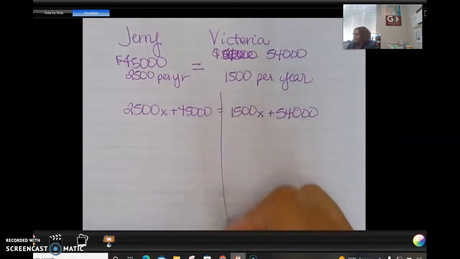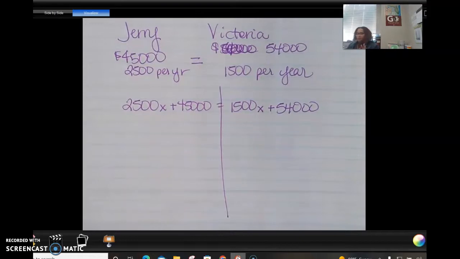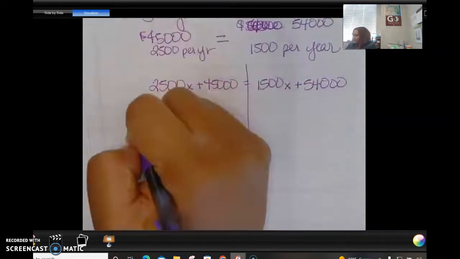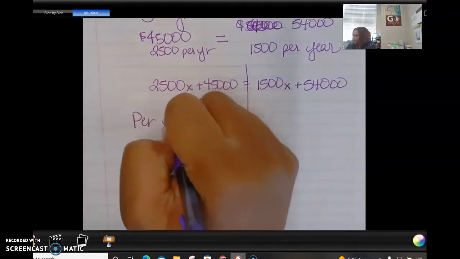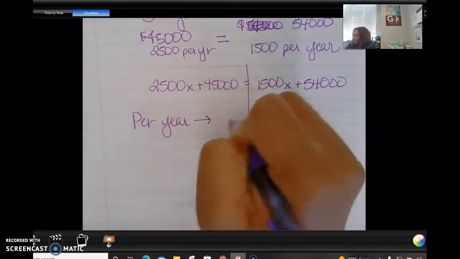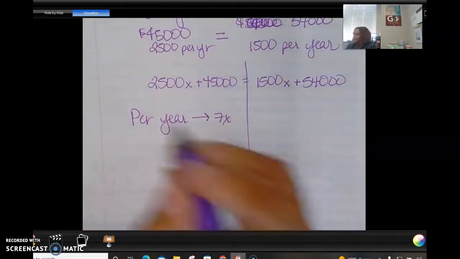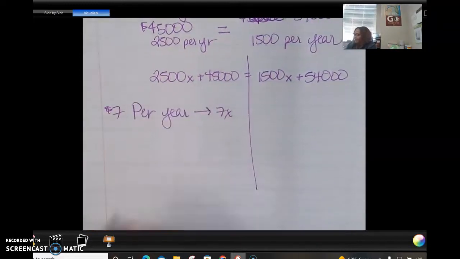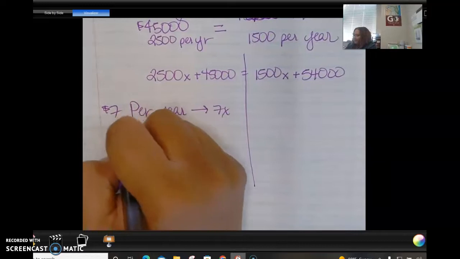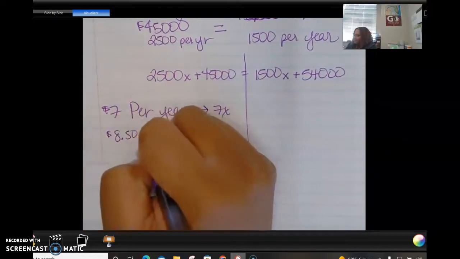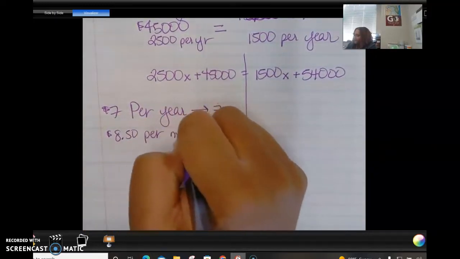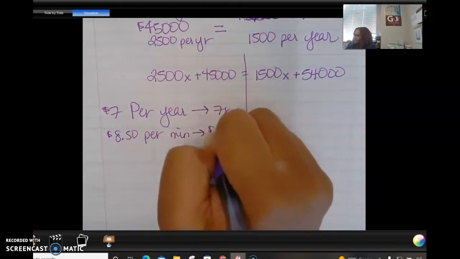Okay. So I don't even need to work this one out because it just had me set it up. That's all. So anytime you see per year, that is 7x. I don't know, $7 per year. Okay. If you see $8.50 per minute, that's 8.50x.